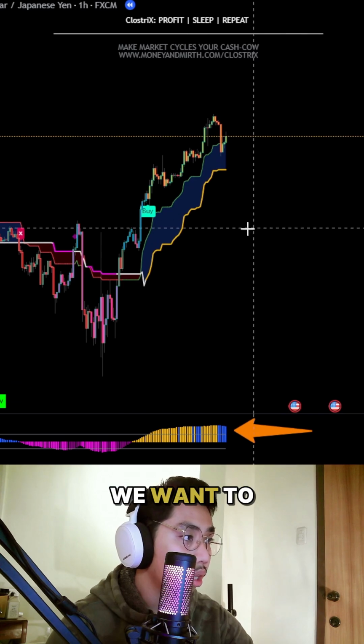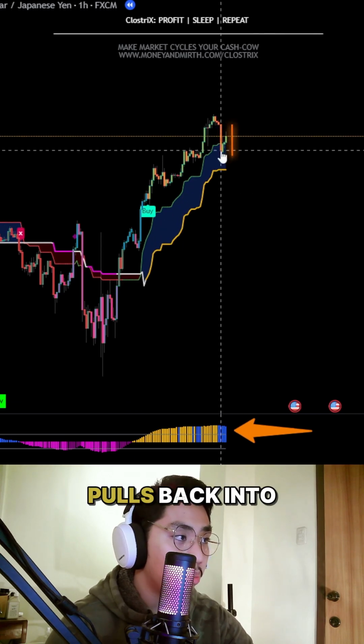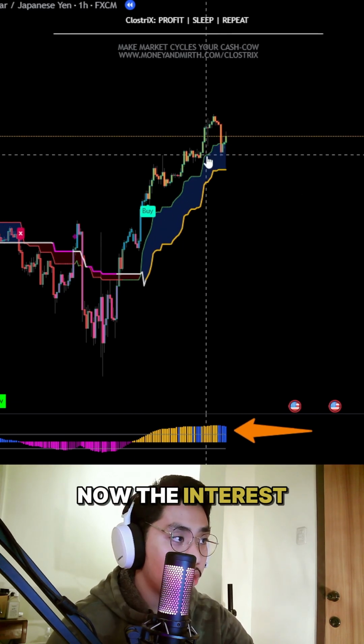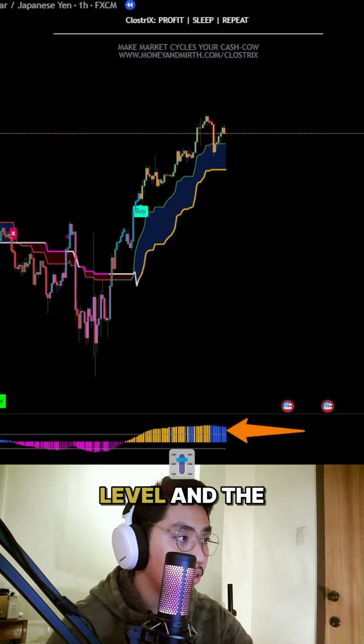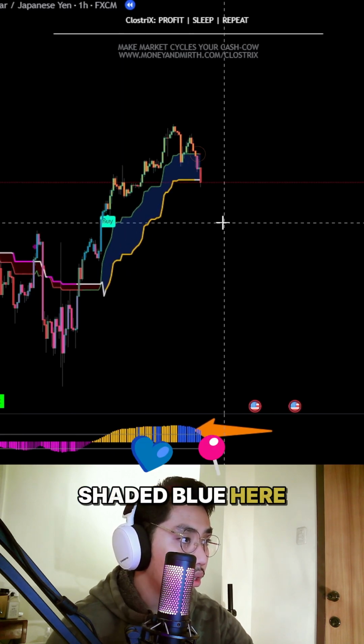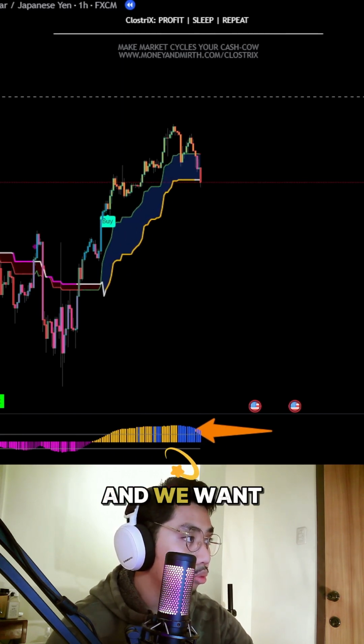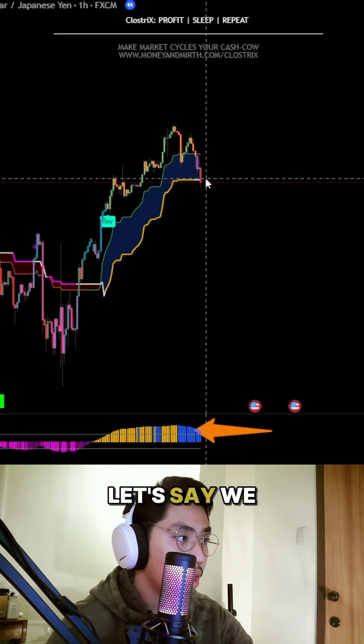For entries, we want to see the price during an uptrend pull back into what I call the interest zone. Now the interest zone is this area between the key level and the strong level, shaded blue here. Now you can see price dips further into our entry zone and we want to open a long position. So let's say we enter long here.